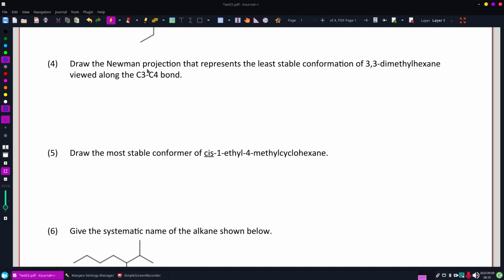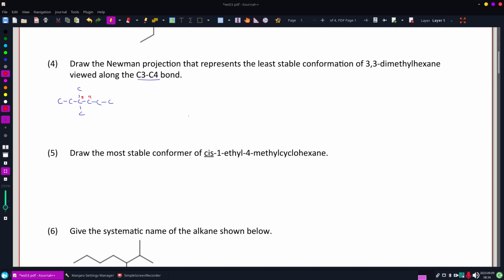Alright, number 4 asks us to draw the Newman projection that represents the least stable conformation of 3,3-dimethylhexane, viewed along the 3 and 4 bond. So I'm going to start by just drawing out this 3,3-dimethylhexane, and really just the carbons. So that's the hexane, 3,3, and it wants to look along the 3,4, that is along this bond.